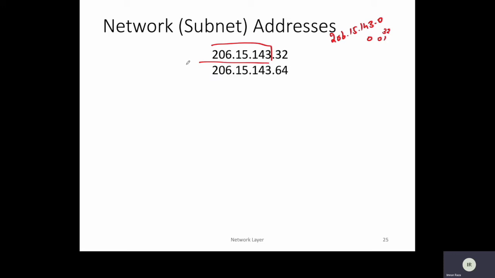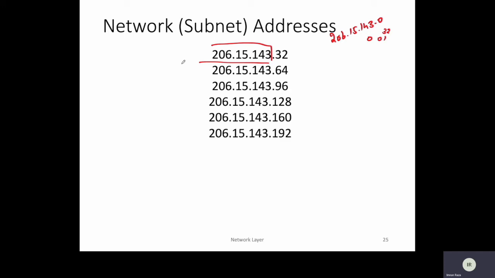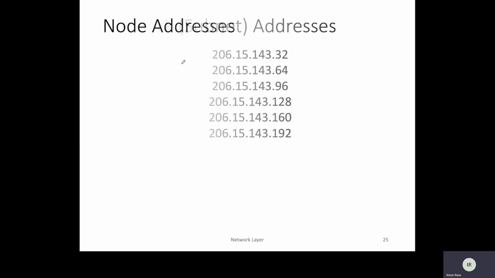What is the second subnet address? Yes, 206.15.143.64. What is the value of the next subnet address? 206.15.143.96. Again I add 32 into 96, 206.15.143.128, 206.15.143.160 by adding 32 again into 128, and then 192. So these are the 6 usable subnets that I can use to create host addresses.